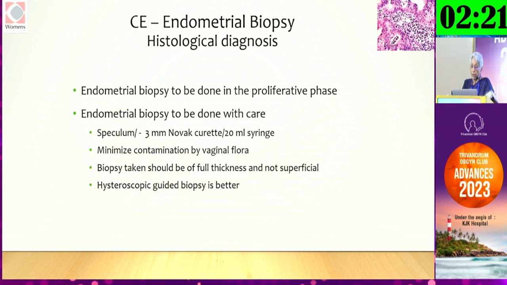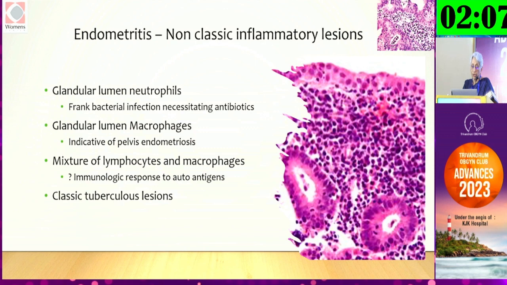An endometrial biopsy, what do you see? You see the same thing. You have to use a bigger curette and take a full thickness biopsy, not a superficial biopsy. And without anesthesia, taking it out will not be useful, so it has to be a hysteroscopic biopsy.